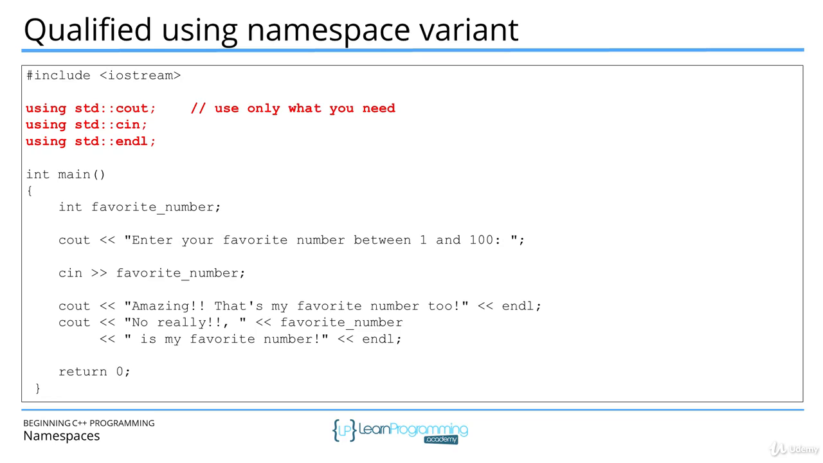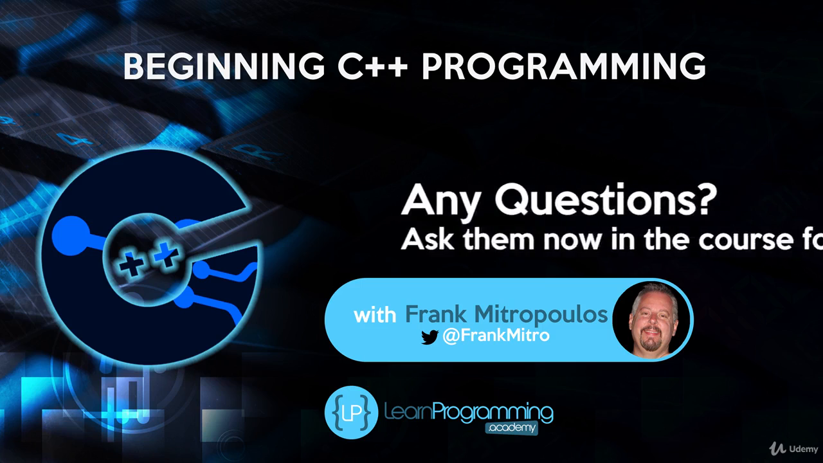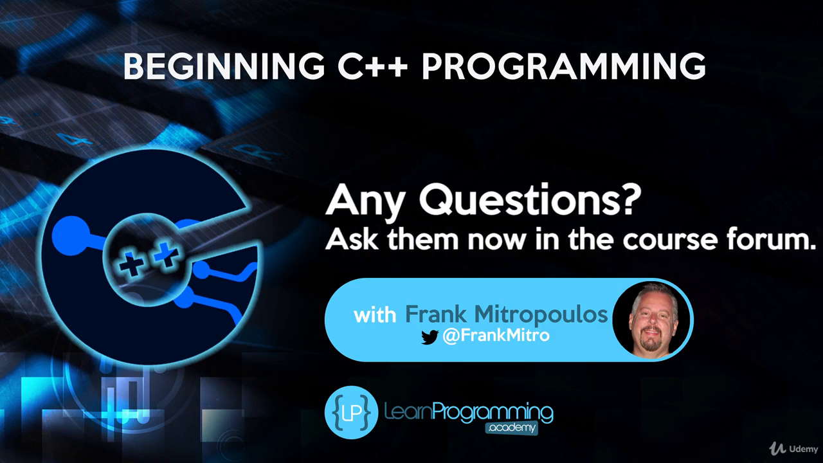For the examples in this course, you can use the using namespace std directive from the previous slides with no problem, but keep in mind that it may not be the best practice in larger programs. That wraps up namespaces. In the next video, we'll take a quick look at basic I/O with cin and cout.